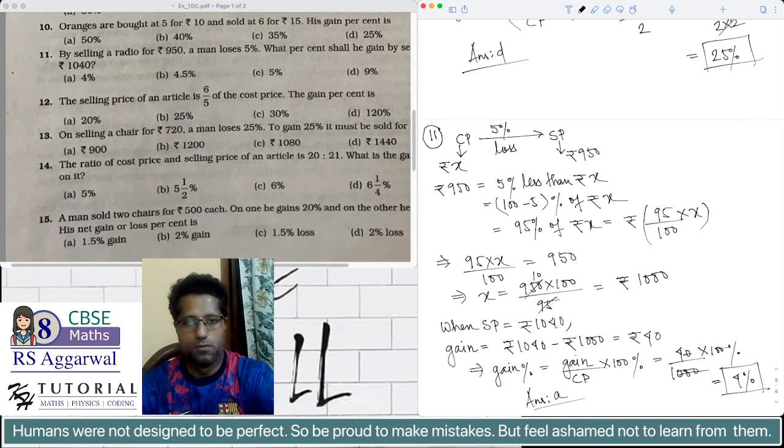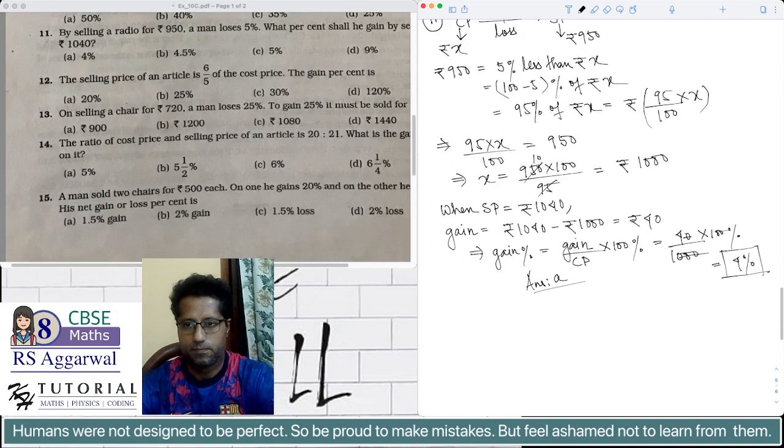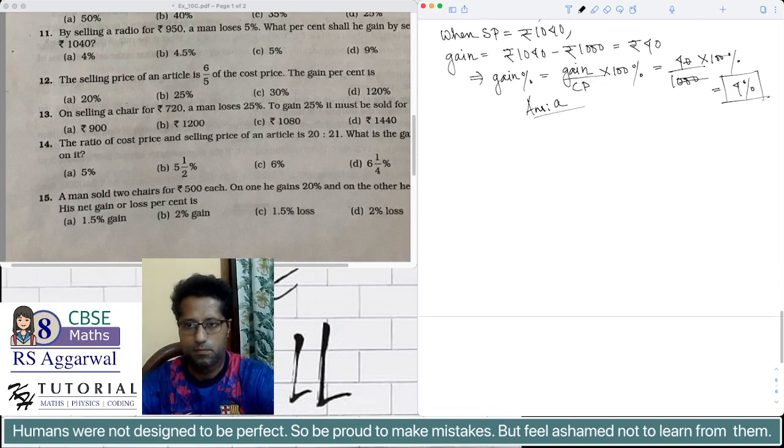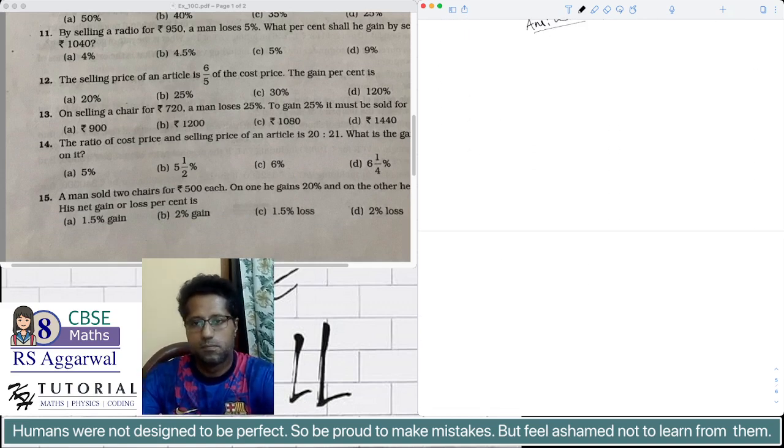Okay, let's do question number 12. The selling price of an article is 6 by fifth of the cost price. Find the gain percentage. Now, as I said in the very beginning, if you know the ratio between selling price and cost price, you can always calculate the gain percent or loss percent.